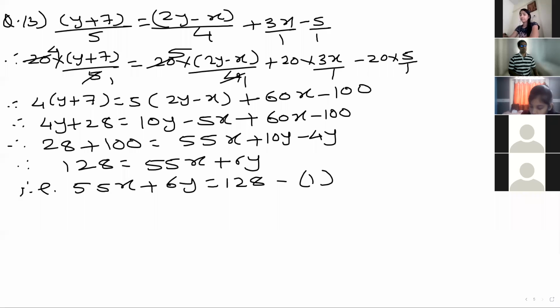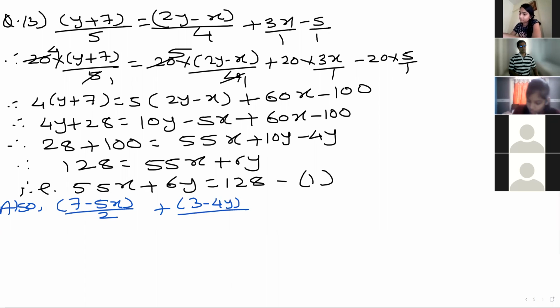Similarly, you have to simplify the second equation. So you have 7 minus 5x upon 2 plus 3 minus 4y upon 6 is equal to 5y minus 18. Again, where there is no denominator, it is 1. What is the LCM of 2 and 6?